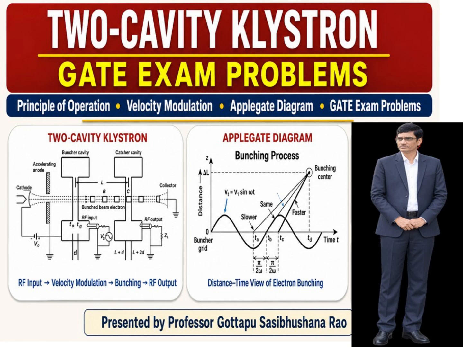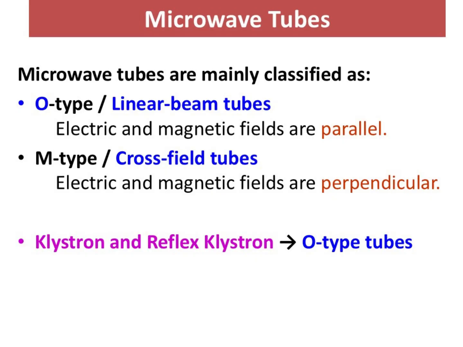In this video, we will study the Two-cavity Klystron Amplifier, presented by Professor Gottapu Sasibhushan Rao. We will understand its principle of operation, the role of velocity modulation and electron bunching, the Applegate diagram, and finally a GATE examination problem. The main idea is simple. An RF input signal changes the electron velocities, the electrons form bunches, and these bunches transfer energy to produce an amplified microwave output.